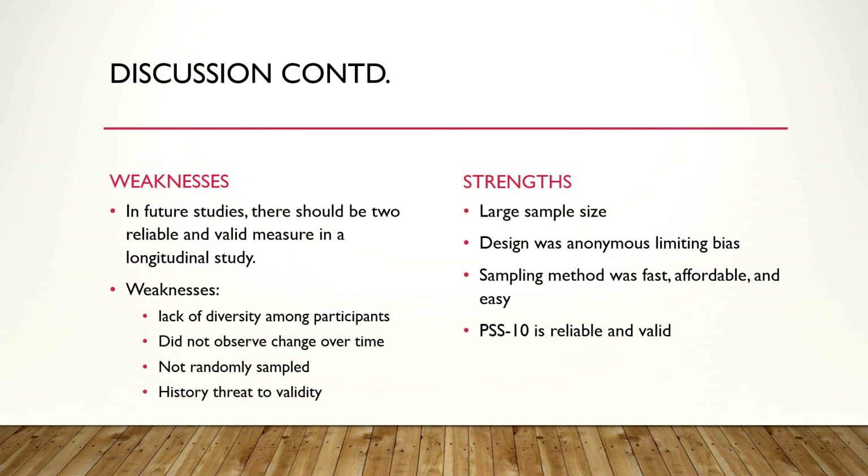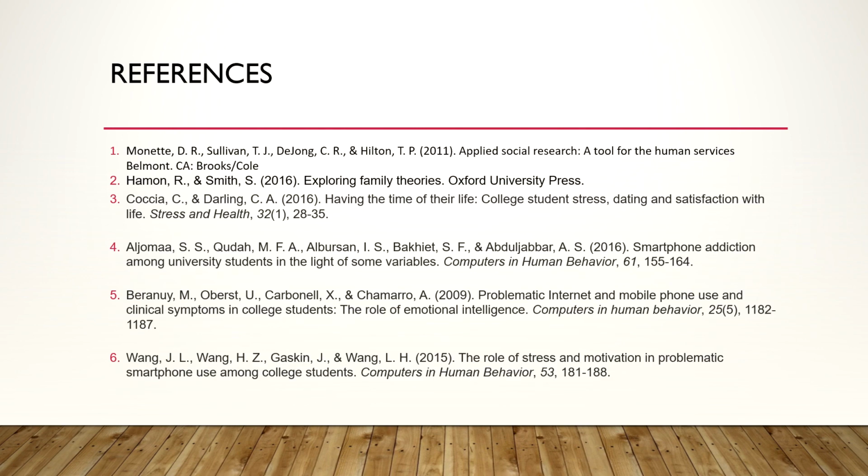In future studies, there should be 2 reliable and valid measures in a longitudinal study. Some weaknesses included a lack of diversity among participants. We did not observe change over time. It was not randomly sampled, and there was a history threat to validity. Strengths: there was a large sample size. The design was anonymous, and we limited bias. The sampling method was fast, affordable, and easy, and the PSS-10 scale was reliable and valid. Here is a list of references that were used throughout researching.